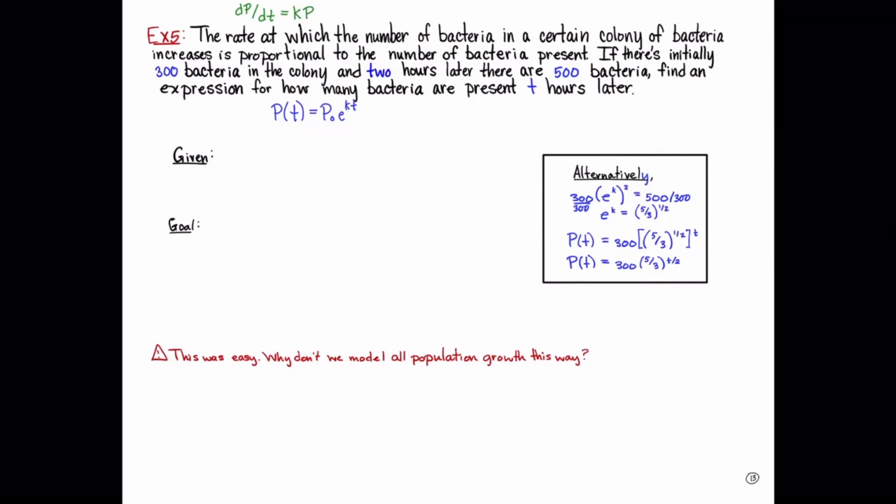We are given two pieces of information. We're told that initially there's 300 bacteria present. That's our P naught, since at time equal to 0, that is our starting value. And then we're also told 2 hours later, P of 2 is equal to 500. Oh, I put that in the wrong spot.